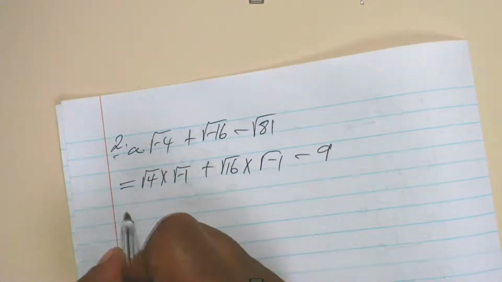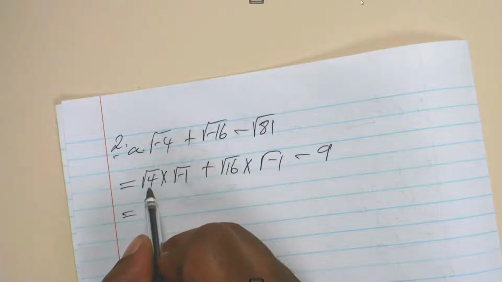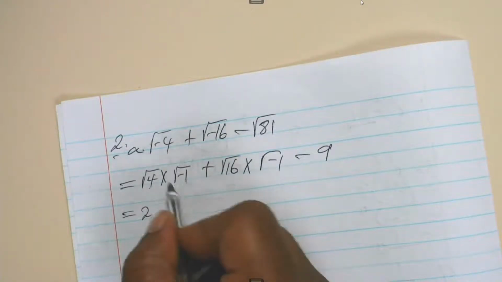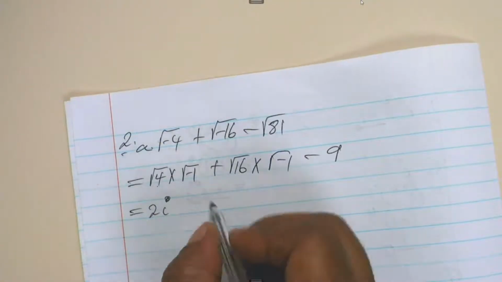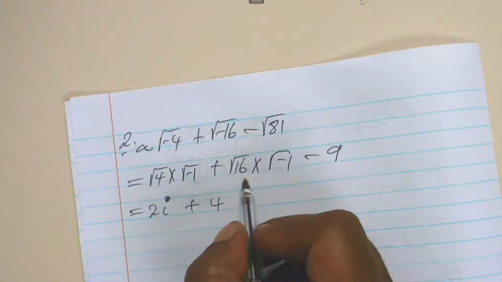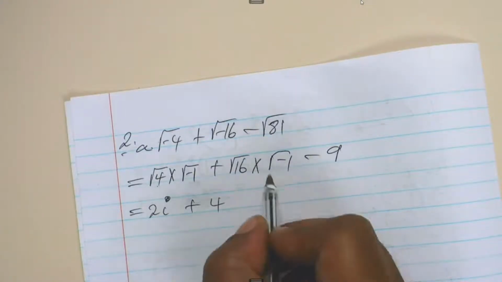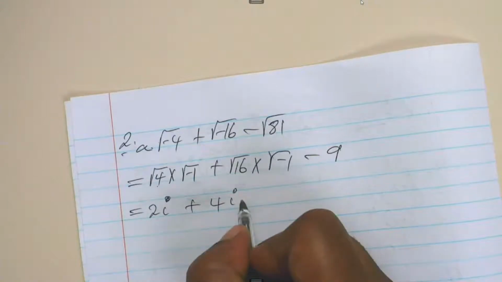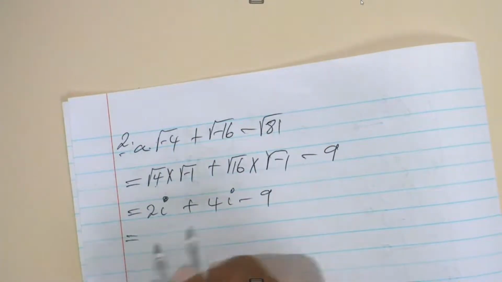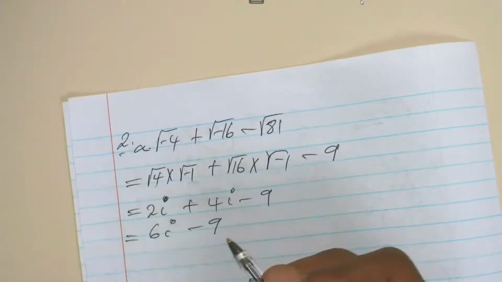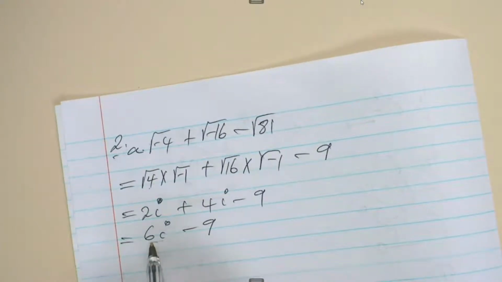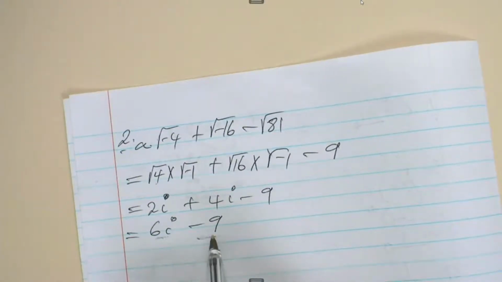And then if we are to simplify here, you will realize that the square root of 4 is 2. And what is the value of square root of negative 1? We said it is i, and then plus 4. 4 is the square root of 16, and the square root of negative 1 is i, minus 9. If I collect the like terms, the answer would be 6i minus 9. Now this is our imaginary part as well as the real part. If the complex number is in this form, we call it the rectangular form, like we said earlier on.